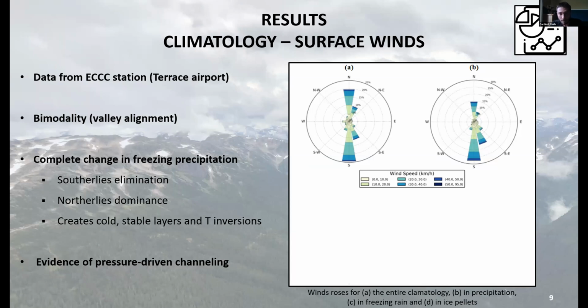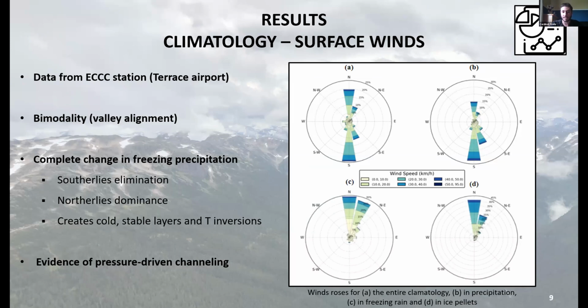So to go into a bit more detail on the weather that we observe in Terrace, here I'm showing the wind roses. Panel A is the surface wind on the climatological timescale, and panel B is when we have precipitation. We see the north-south bimodality of the winds, aligned with the broader valley located at Terrace. When I put in the freezing rain and ice pellet wind roses, so the hours when these fell, C and D, we see that the southerly wind just disappears, and we're only left with northerly winds pretty much. This is evidence of cold, stable layers trapped at the surface with temperature inversions, and this is also evidence of pressure-driven channeling.